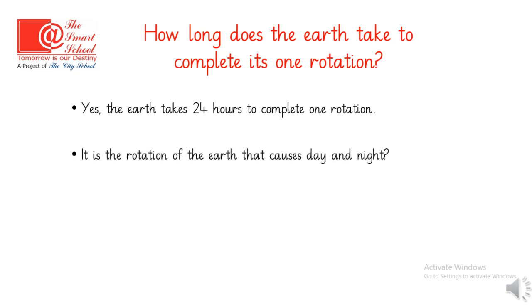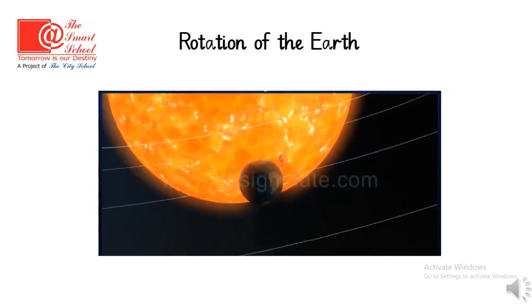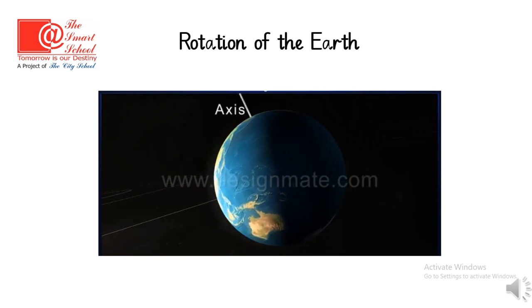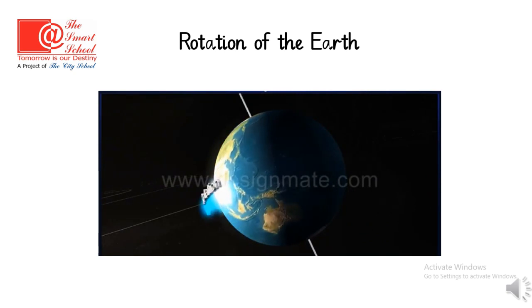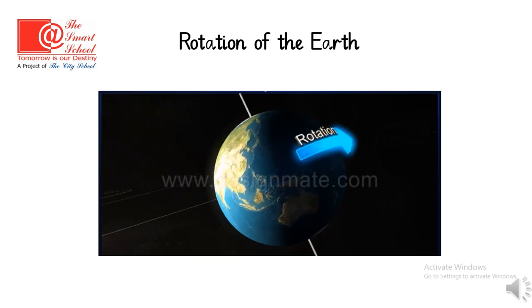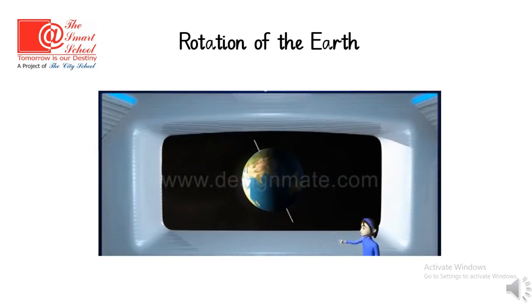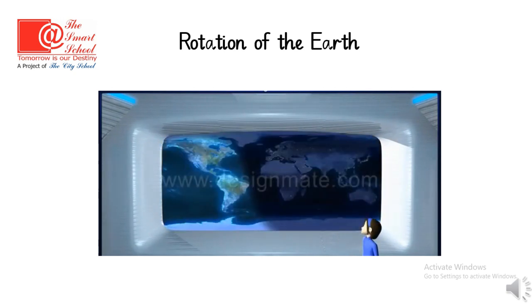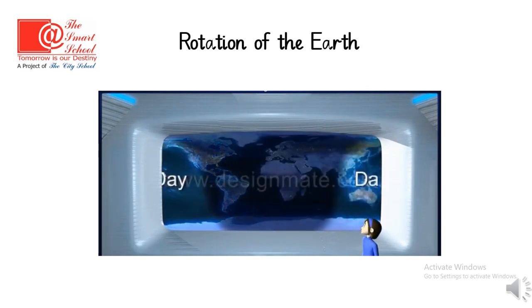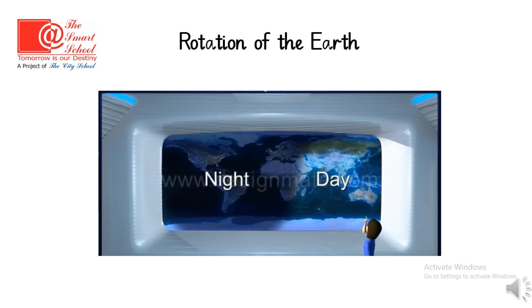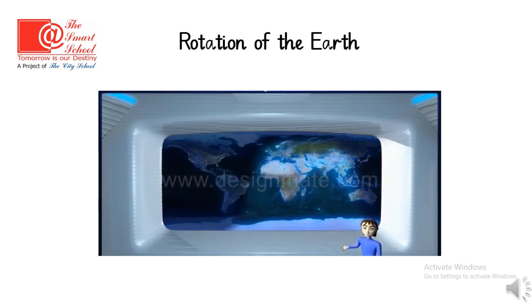It is the rotation of the Earth that causes day and night. Let's see how this happens. All these planets, including the Earth, also rotate on their own respective axis. This rotation results in day and night on the Earth. Check this out. The World Time Zone map shows that it is daytime on some continents, while it is nighttime on the others. How does this happen?